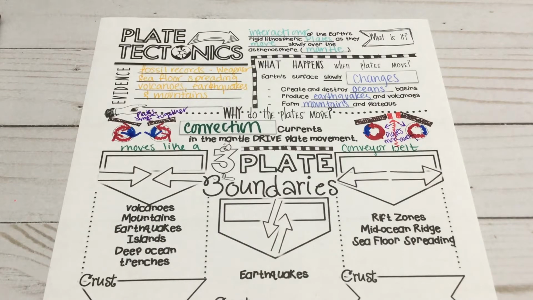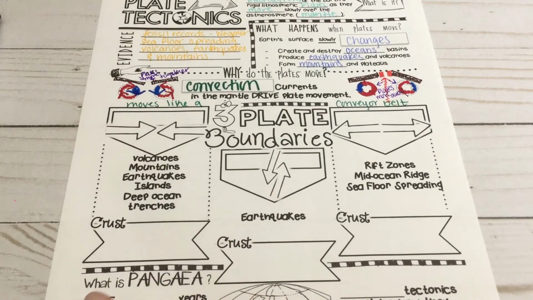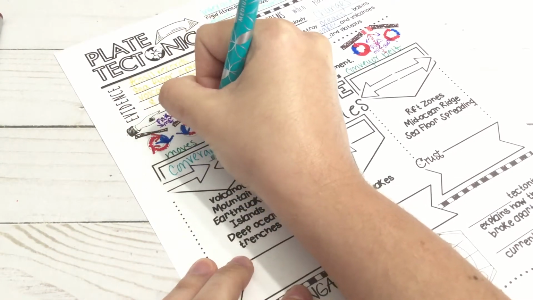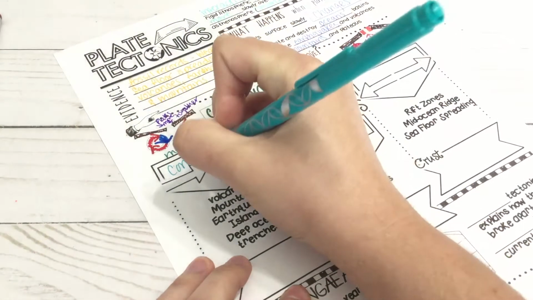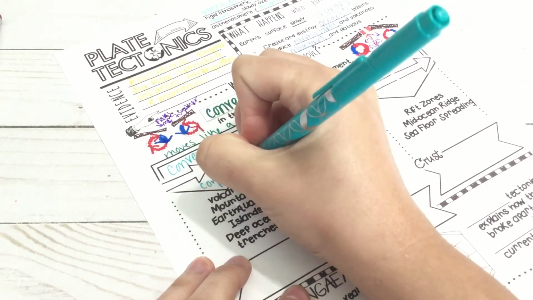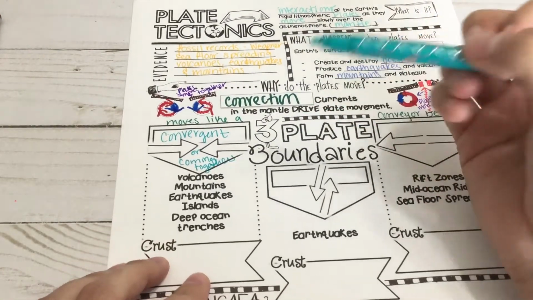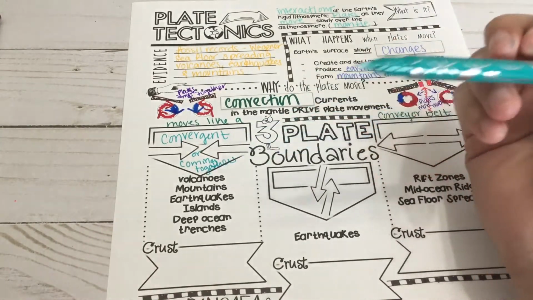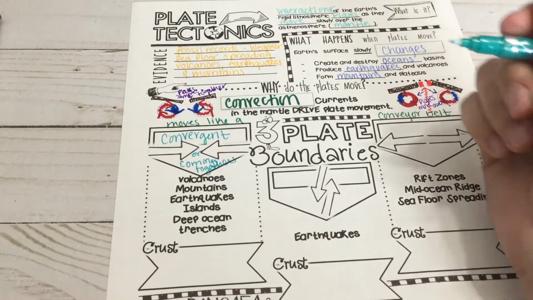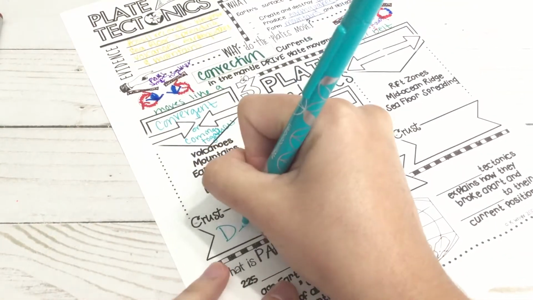So now that we know how the plates are moving, we're going to talk about the 3 different boundaries. The first one is convergent, or coming together. Convergent boundaries can form volcanoes, mountains, earthquakes, islands, deep ocean trenches, all that. During convergent boundaries, crust is being destroyed.